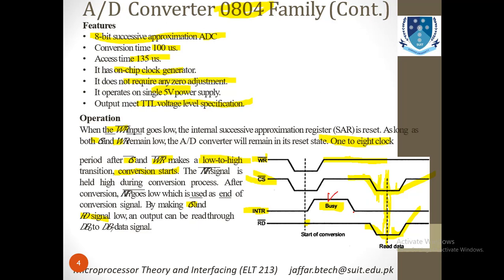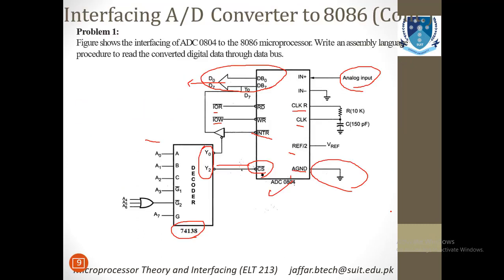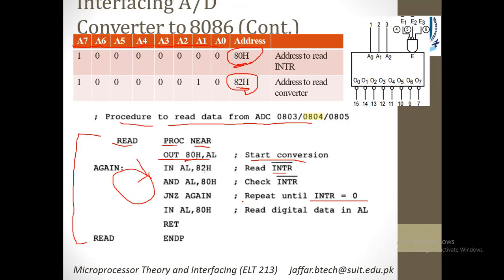So as long as it comes to 0, we won't be touching anything. We will check the interrupt value. As long as this interrupt is there, the value is not equal to 0, we will keep jumping. You can see that we have used this JNZ, jump if not equal to 0. So you will keep jumping to this label again and again, unless and until this interrupt value becomes 0.